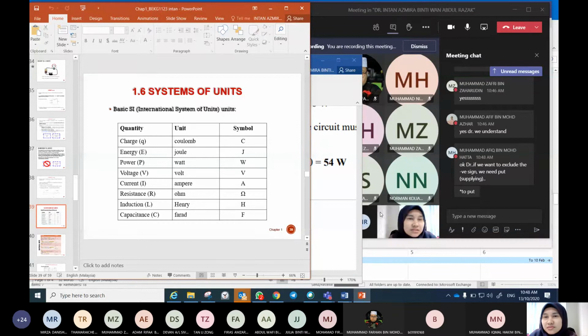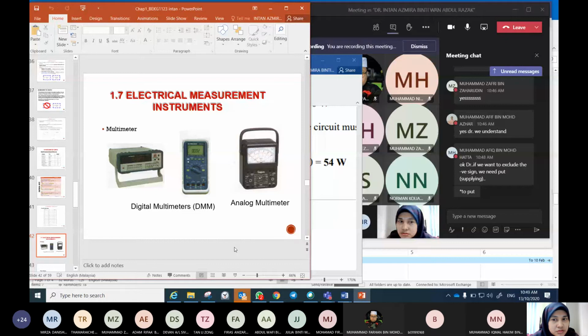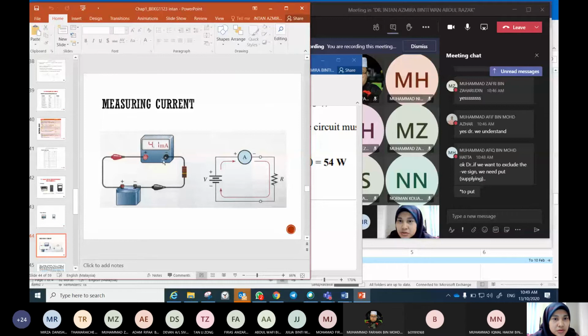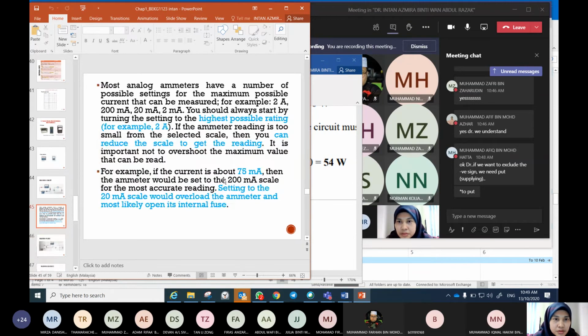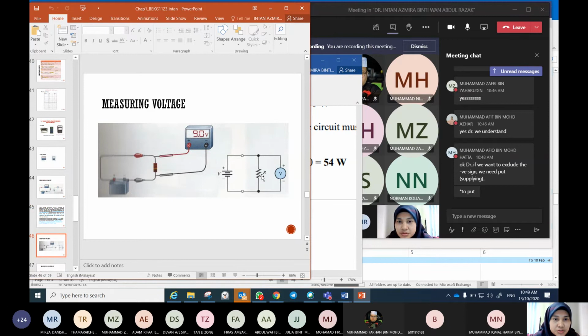Sometimes you may be confused about where to put the negative sign for current or for voltage, right? So you just multiply V and I and then put in the bracket supplying or absorbing. We measure current by multimeter or ammeter. We put the ammeter in series with the circuit. We put the voltmeter in parallel to the element.